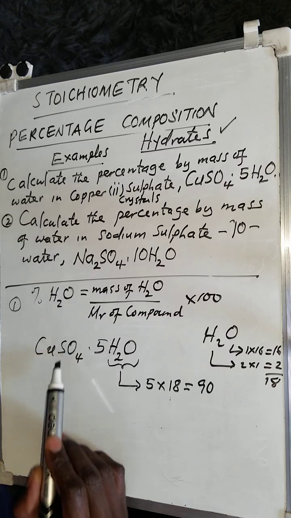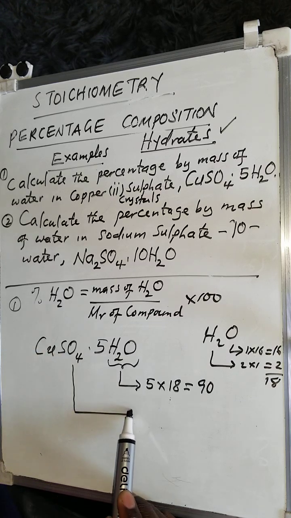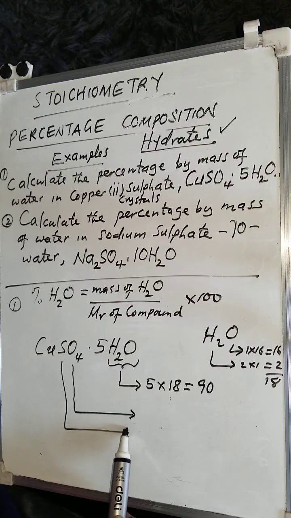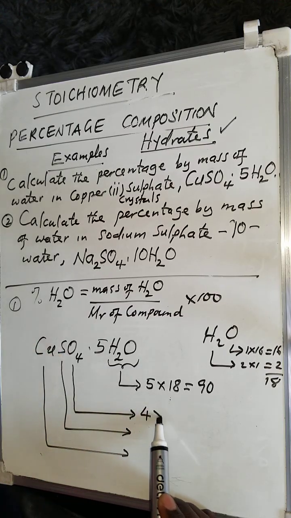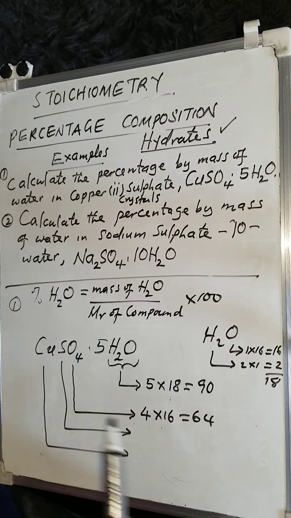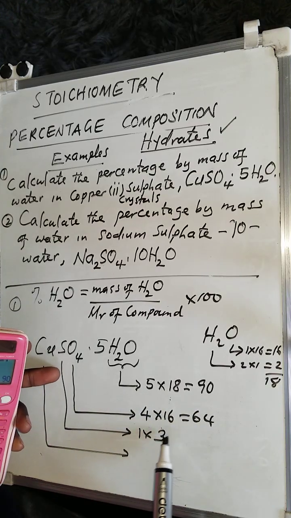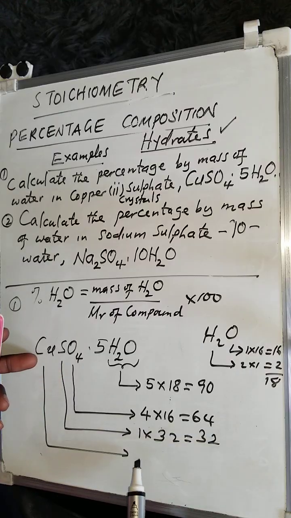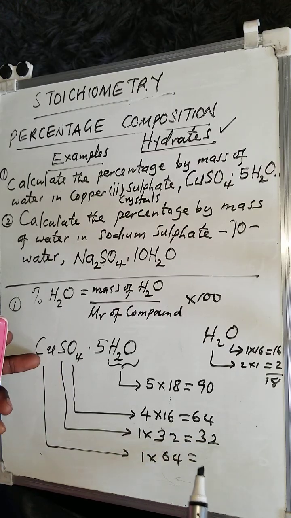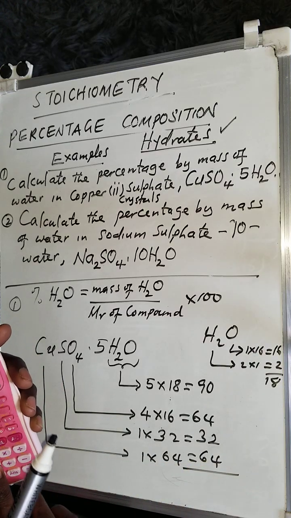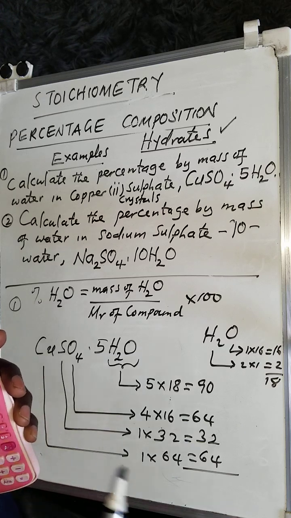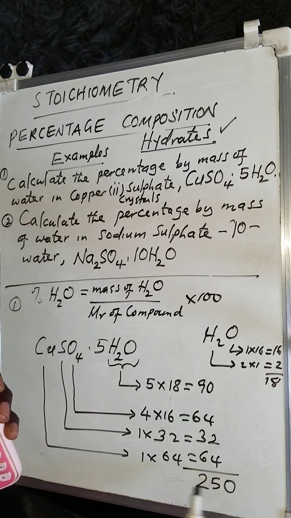Then you're going to go to the salt there. So you have got oxygen, you have got sulfur, and you do have copper there. For oxygen, there are 4 atoms of oxygen times 16. That will give you a 64. Sulfur, there's only 1 times 32. That will give you a 32. Copper, it's 1 multiplied by 64, and that is going to give you a 64. So adding 90 plus 64 plus 32 plus 64 again, that is going to give me an Mr of 250.